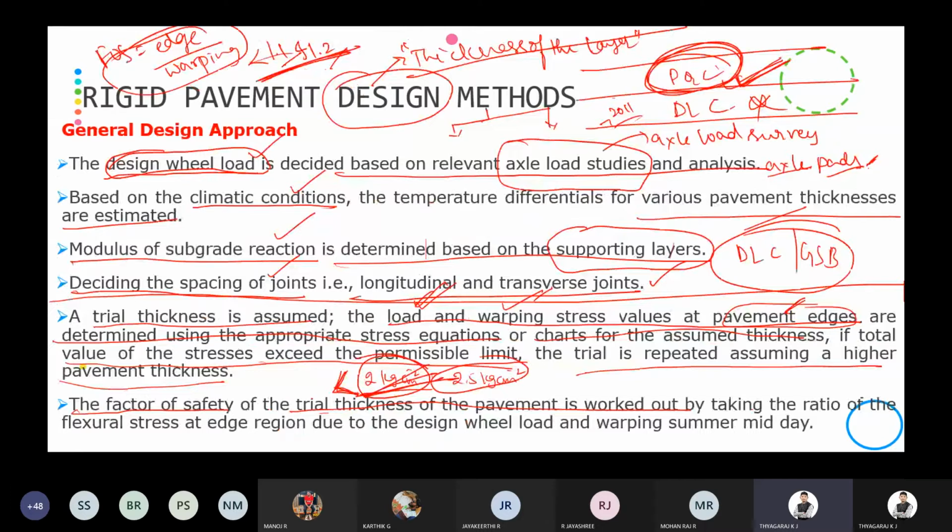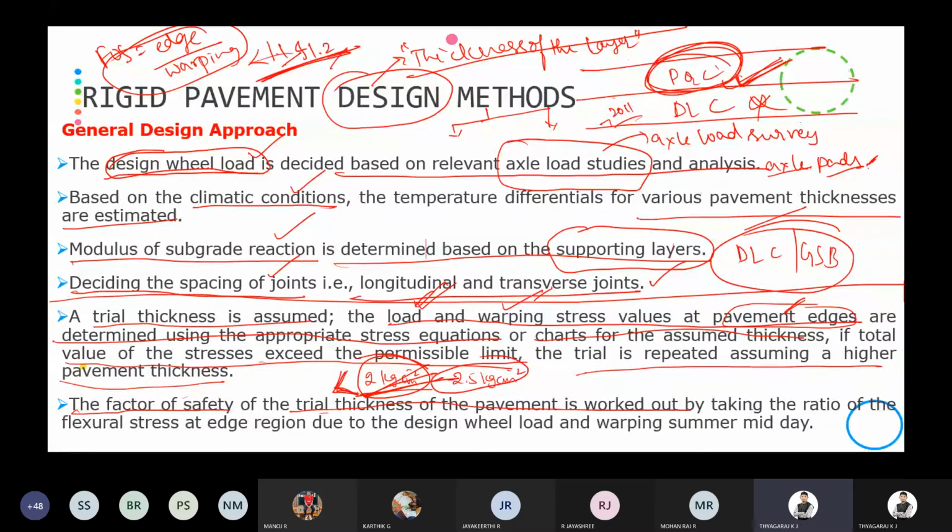So the key points you have to remember: design wheel load, climatic conditions, then modulus of subgrade reaction we are going to consider. Then in the first stage, we are going to consider the trial thickness. For that trial thickness, we are going to calculate the wheel load and warping stresses. And if it is within the permissible limits, then the trial thickness we have assumed is okay. If it is beyond the permissible limits, we are going to revise the trial thickness.